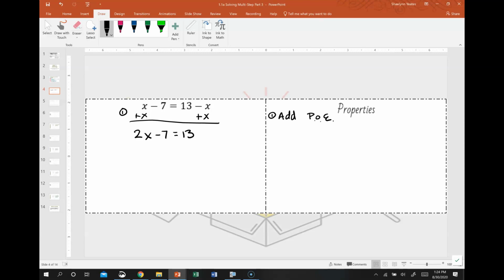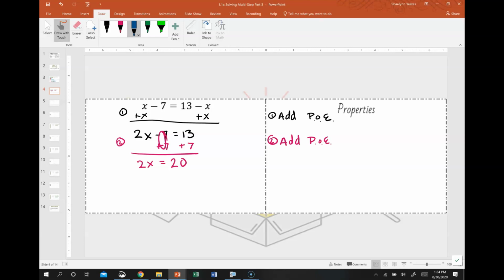Now I'm down to my normal stuff, so now I'm going to add 7 to both sides. So then this is 2x. This goes to 0 because negative 7 plus 7 is 0. Then we've got 13 plus 7, which is 20. And this was my step 2. Again, we added to both sides, so it's the addition property of equality.